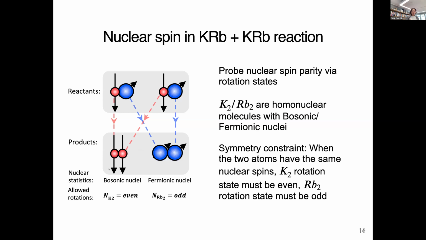That symmetric spins will demand that the rotation part of the wave function be either even or odd, depending on bosonic nuclei or fermionic statistics. So basically, by detecting the quantum states, even the parity of the rotation state, even or odd, we infer the symmetry of the spin being symmetric or antisymmetric.